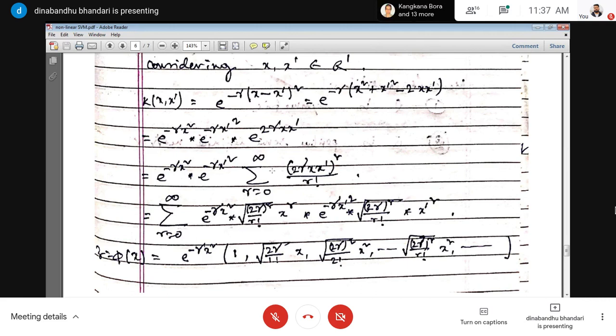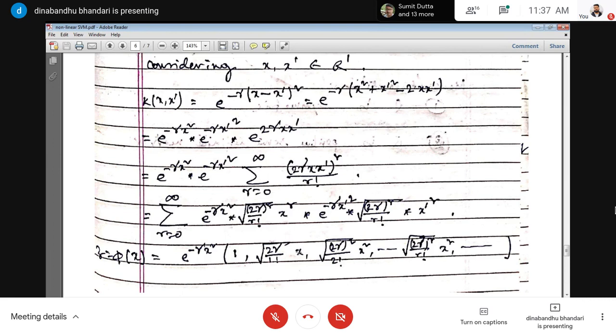Now you see, this expression is nothing but this one. What is this one? If you write down z equal to phi x, you take this e to the power minus gamma x square, you put r equal to 0, you will get 1. R equal to 1, you put, 2 gamma by factorial 1 into x. You put r equal to 2, you will get square root of 2 gamma to the power 2 by factorial 2, into x square. So we can write down the whole thing.